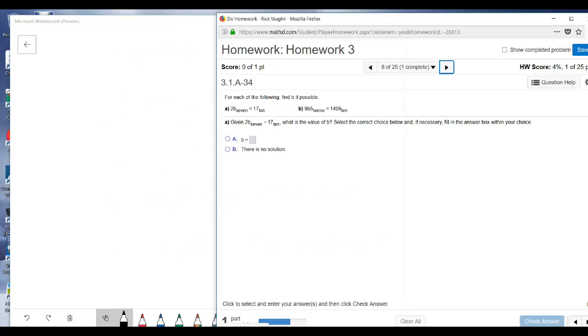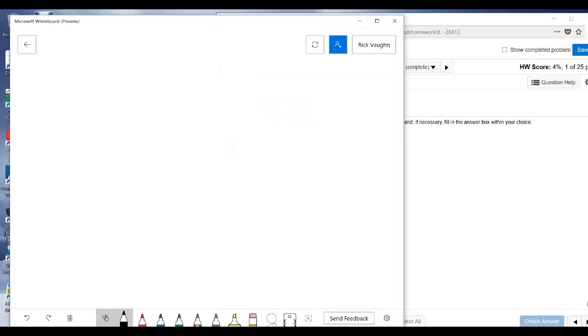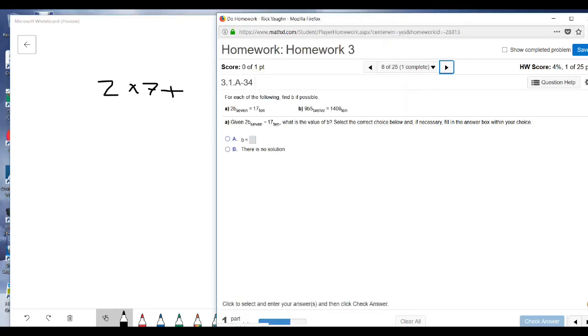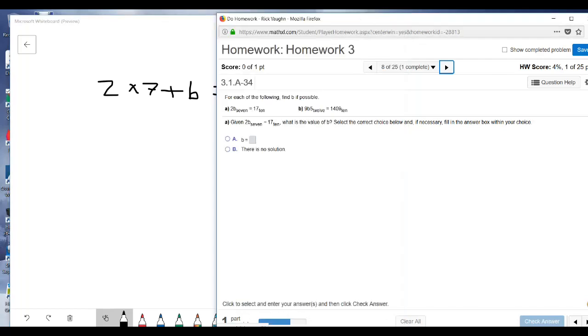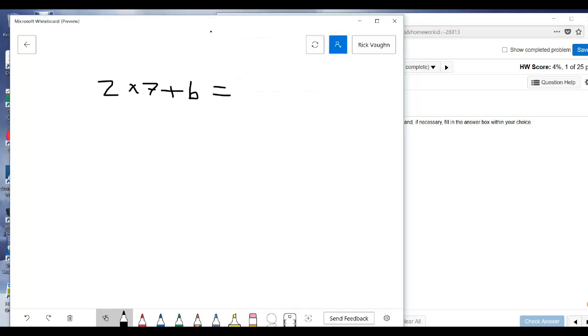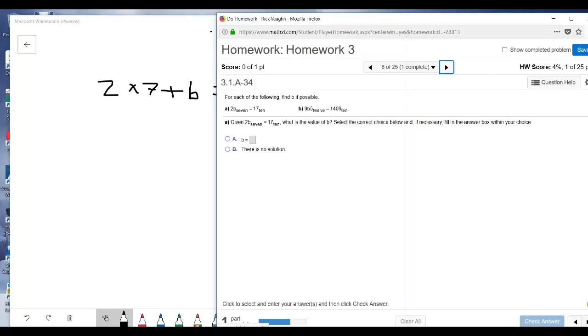So we have 2 in the second position over, which is the sevens digit, plus the B, which is in the ones position, 7 to the 0 power, and that has to be 17. So 2 times 7 plus B has to add up to 17 in base 10. And now you have this nice linear equation you can solve. This is 14. You subtract it over, and you get B equals 3.